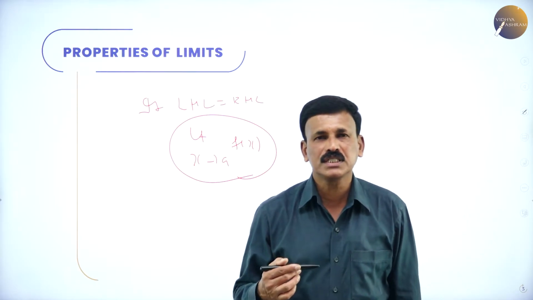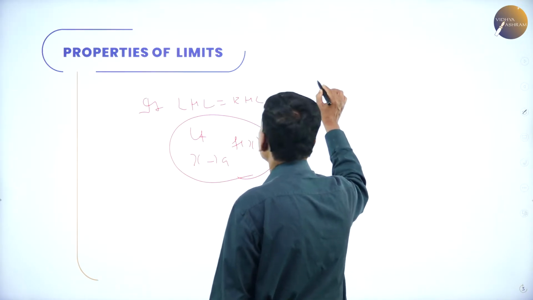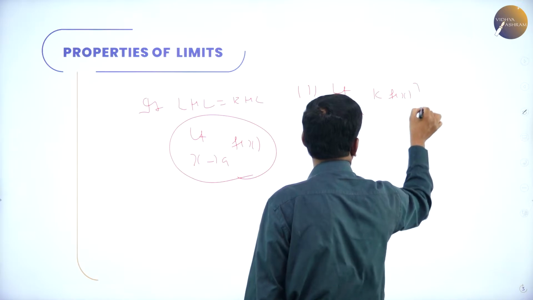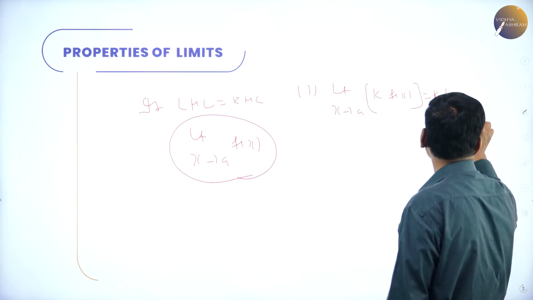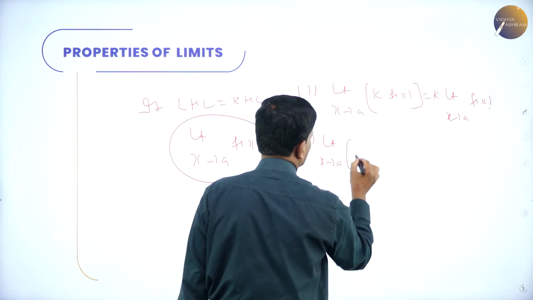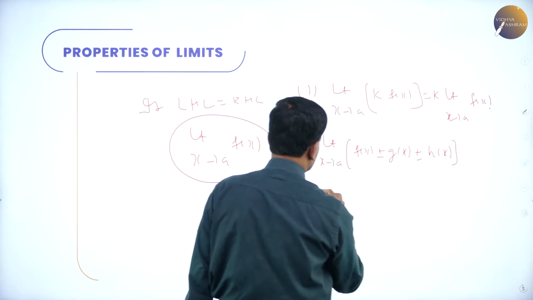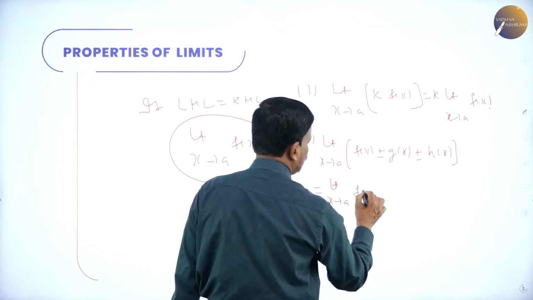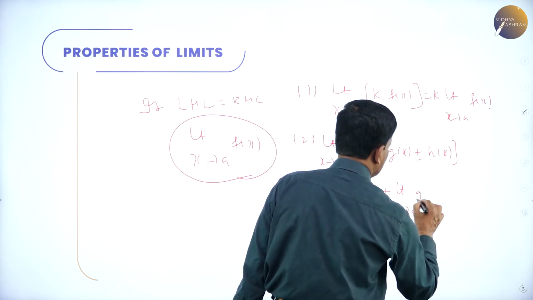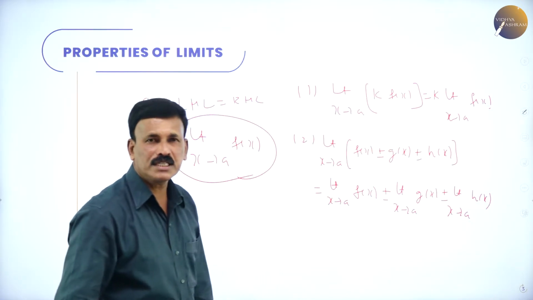Before going to the exact definition of a continuous function, let us recall the properties you have studied in limits. The important properties of limits: if a function is a constant times a function, you can remove the constant and apply the limit to the function, limit x tends to a of f of x. Suppose the function is limit x tends to a of f of x plus or minus g of x plus or minus h of x, then we apply the limits term by term. Limit x tends to a of f of x plus or minus limit x tends to a of g of x plus or minus limit x tends to a of h of x. This is applying the limits term by term. If it is positive, put a positive sign.